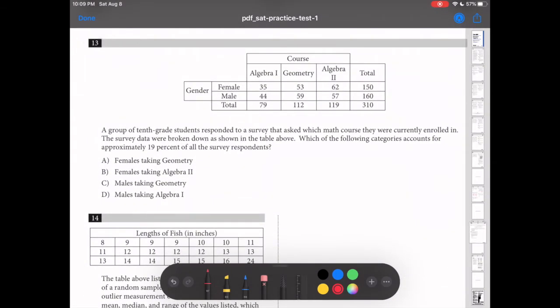Question 13, more stats. This question makes it seem like we need to test everything, and yes we do, but we can do so selectively. The question says that 19% out of total respondents, which is about 310, should give us around 59. So as a result, we want the choice that is going to give us the number 59. Since the question is asking for 19% of all survey respondents, use your calculator real quick. You'll see 59, geometry male, C.